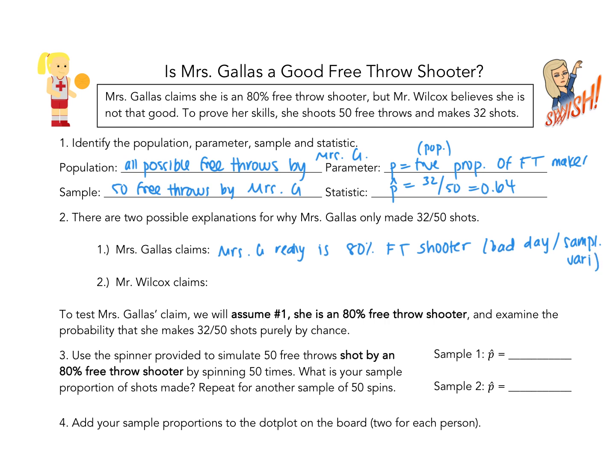What is the other possibility? Oliver? She's not, and specifically, she's less than an 80% free throw shooter. So that is what Mr. Wilcox is claiming. Mrs. G is less than an 80% free throw shooter.